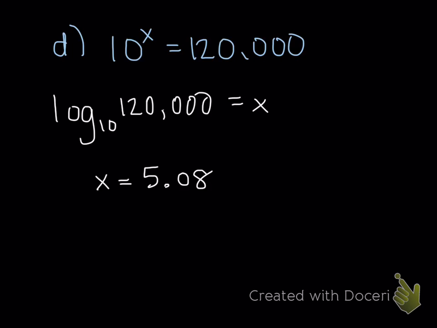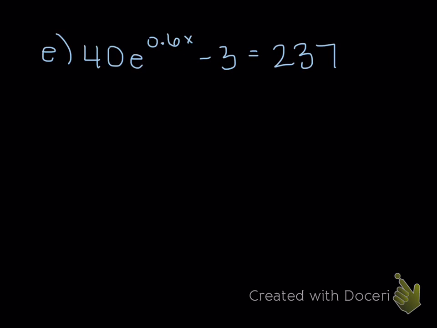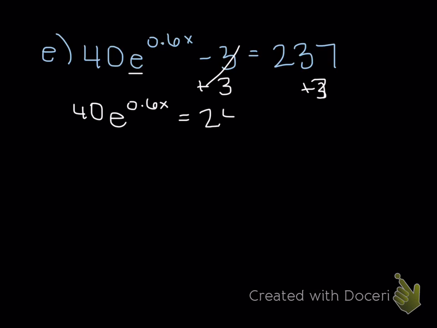So again, those are two basic ones. We're going to do 2 more that are on a little bit more difficult side. So here there's more steps to it, but I still wouldn't say that this one is extremely difficult. So I need to isolate my base of e as much as possible. So I'm going to add that 3 over. So now I'm at 40e to the 0.06x equals 240. And then we got to divide both sides by this 40 out front.